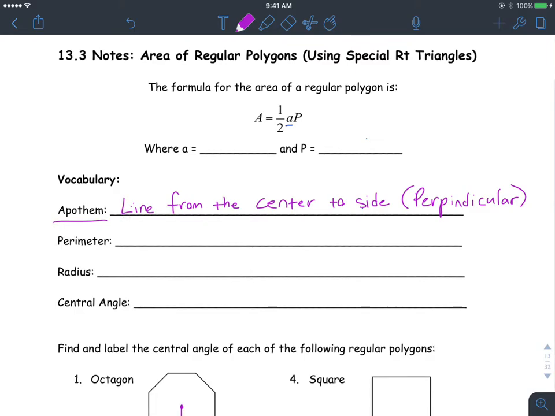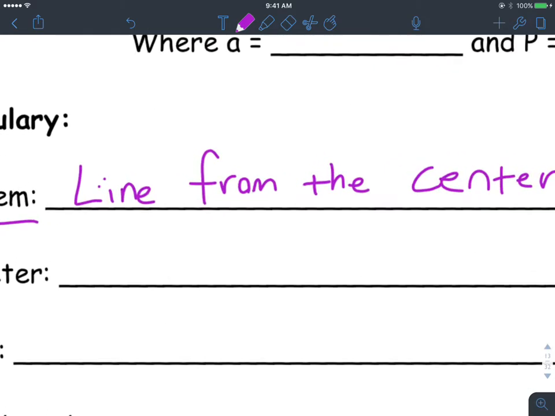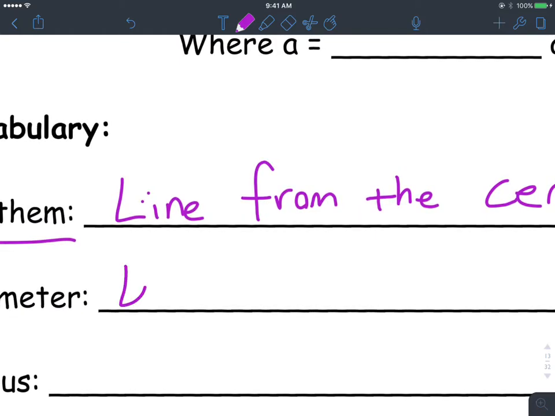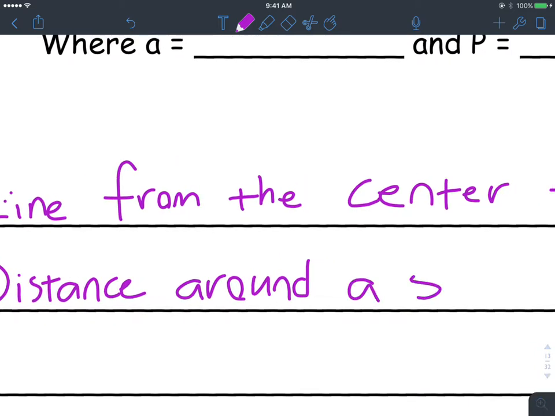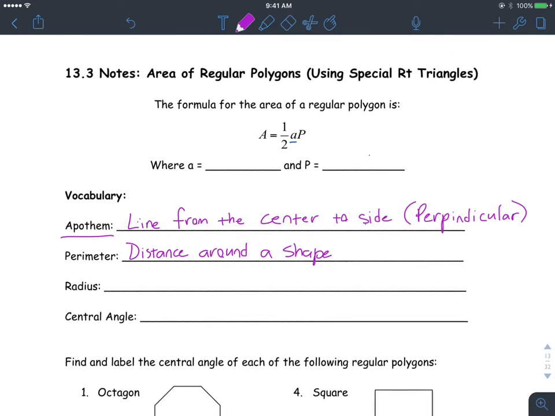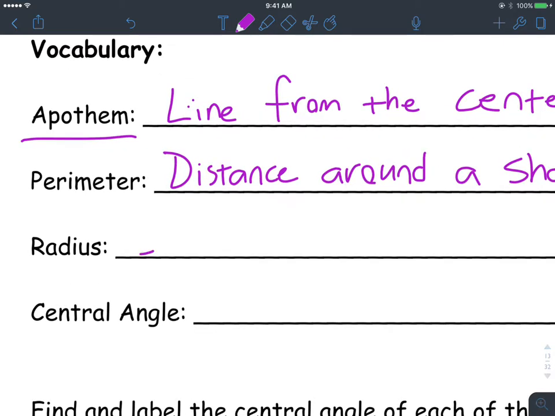Right there. All right, perimeter of a shape. We'll use that in our formula. In perimeter, we can just say that's the distance around a shape, kind of an informal definition there. Okay, radius is a little bit different. So the radius is from the center, and then you connect it to a vertex.